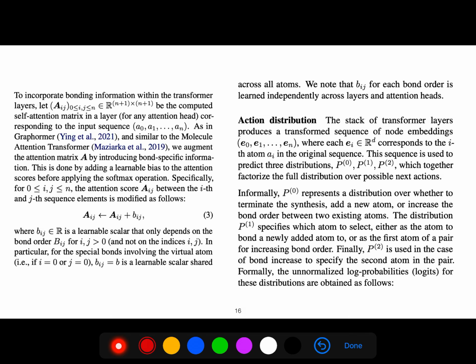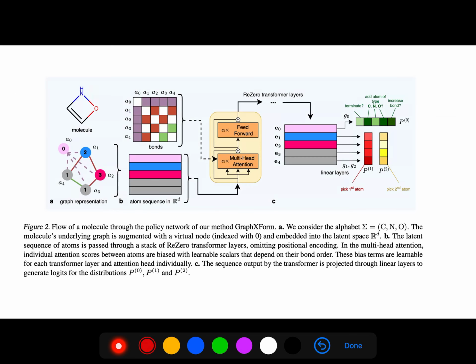So we have this action distribution. This is the flow of a molecule through the policy network. We consider the alphabet carbon, nitrogen, oxygen. Of course, in the QM9 data set, we have fluorine and hydrogen as well. There are 5 atom types.